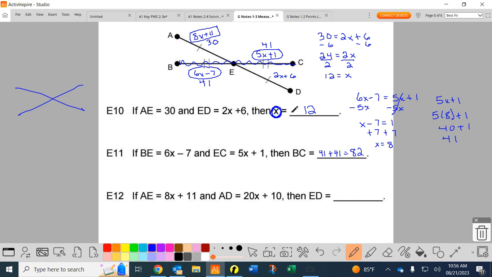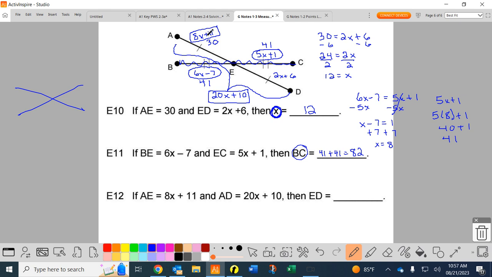This one, AE is 8x plus 11, and AD, the whole thing, is going to be 20x plus 10. This is going back to that first concept, segment addition postulate. Here it is again. So what is the squiggly line middle one? I went the whole way because they asked me for BC. That I was showing you meant the whole thing, not just half of it. It was just saying that you needed the whole piece. That's all it was. Thank you. Anybody else?